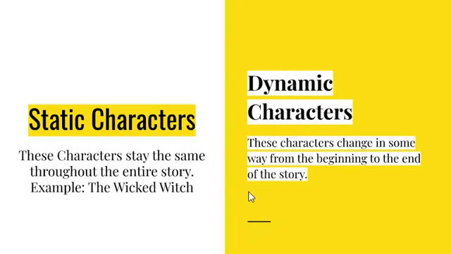The second type of character we have are dynamic characters. These characters change in some way from the beginning to the end of the story. It might be physical, but it's usually something more like their character, their values, something like that. Their philosophies change from the beginning to the end. So Dorothy would be a good example of this.